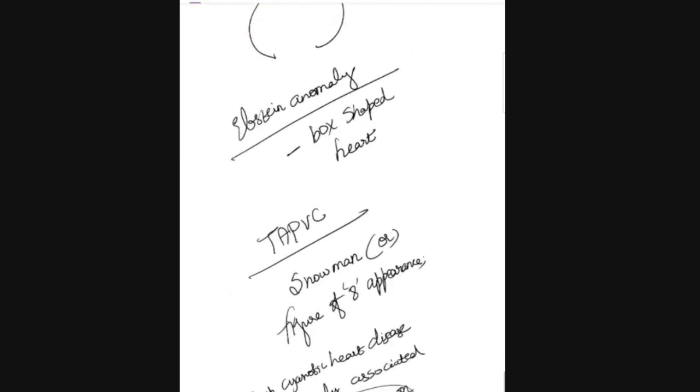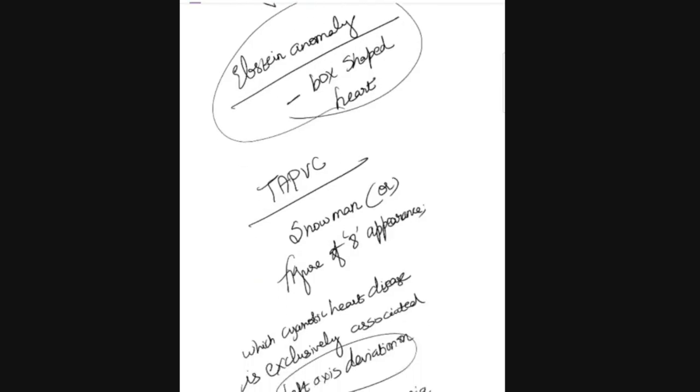If they ask how Epstein's anomaly can present: Epstein's anomaly may be picked up in the first decade or second decade. It will present as a very huge heart. As well, you'll be able to hear multiple clicks in Epstein's anomaly. The downward displacement of the tricuspid ring aperture and atrialization of the ventricle is mainly the pathology in Epstein's anomaly.